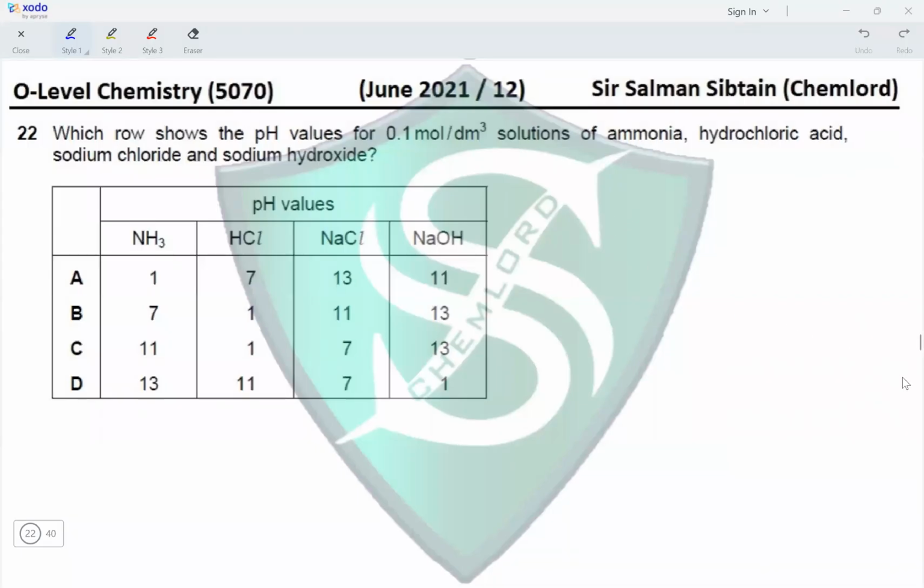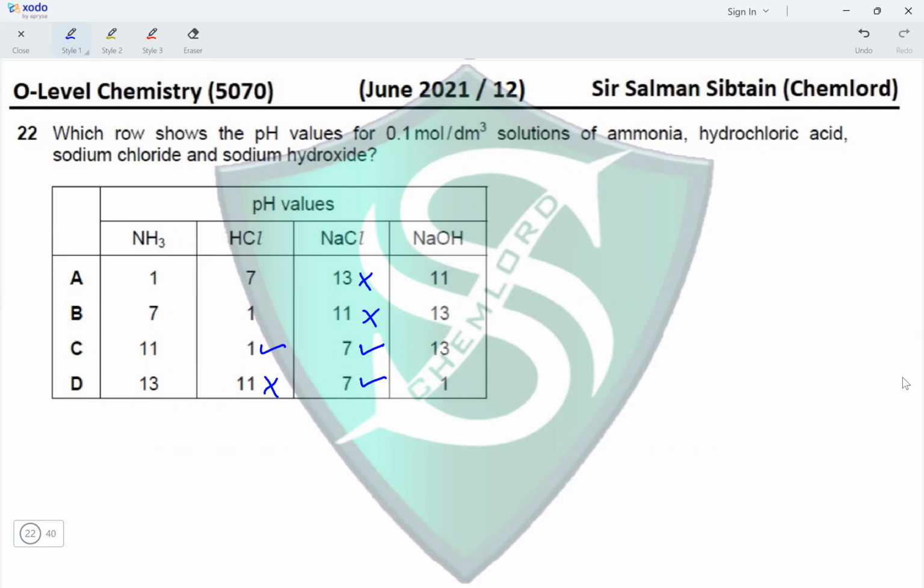Question 22. Which row shows the pH values of 0.1 mole per dm³ solutions of ammonia, hydrochloric acid, sodium chloride, and sodium hydroxide? Out of these four, NaCl is neutral and will have a pH of 7. So this automatically eliminates options A and B. Now we look at only options C and D. HCl is a strong acid. A strong acid would have a pH of 1 and not 11. So option C is correct. Option D is wrong. But let's continue.